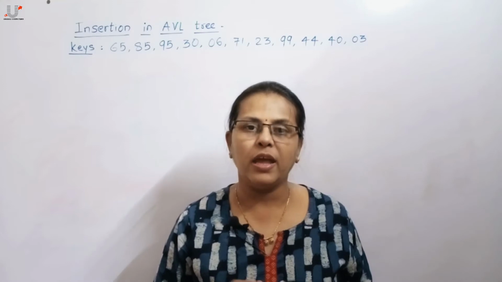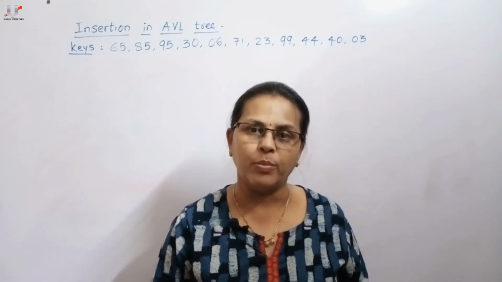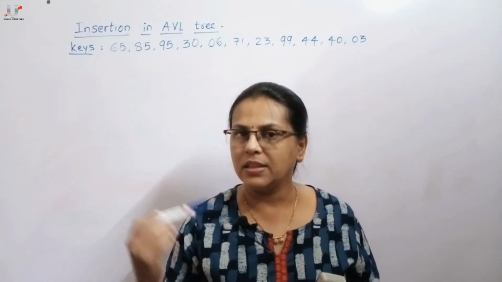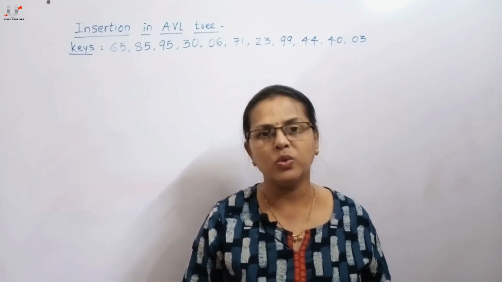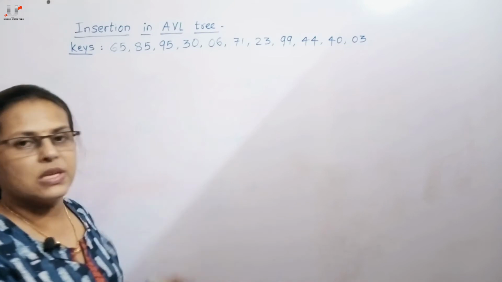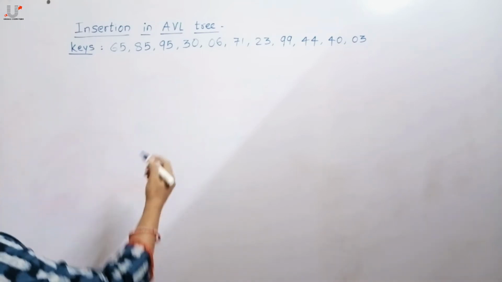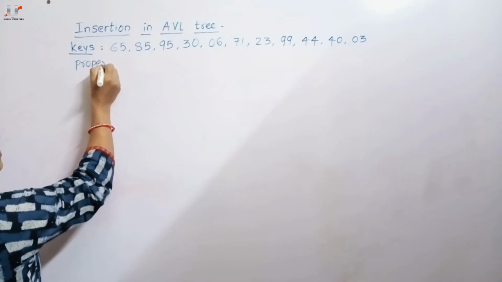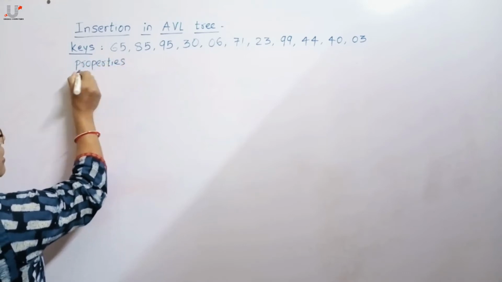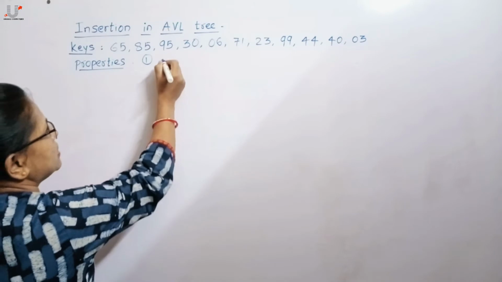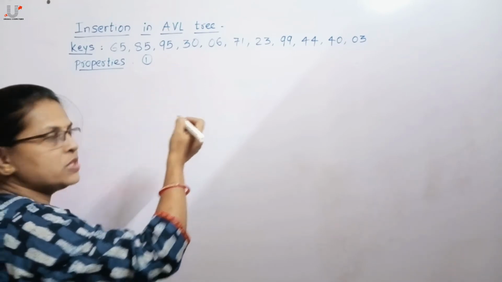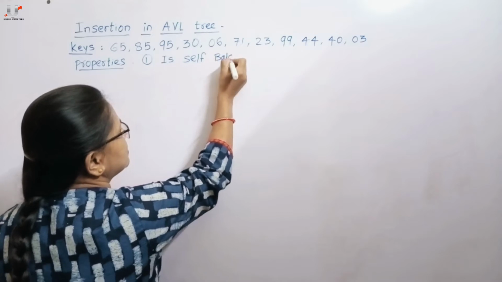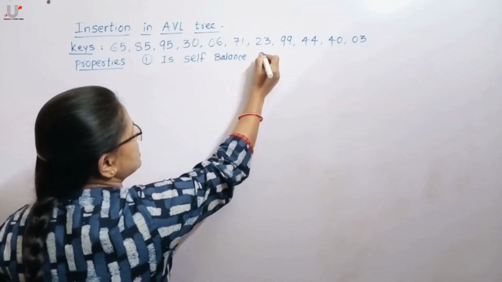In an AVL tree we can insert numbers as well as strings and characters. In this example, I will explain how to insert numeric values in an AVL tree. While inserting, we have to follow some properties. First, the tree we construct is a self-balancing BST.